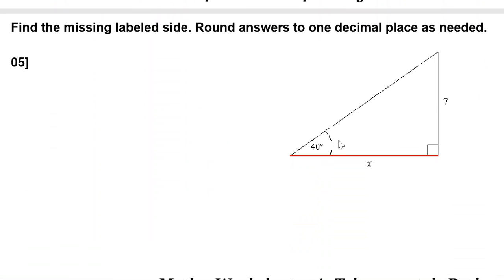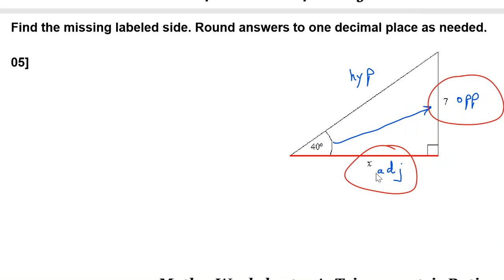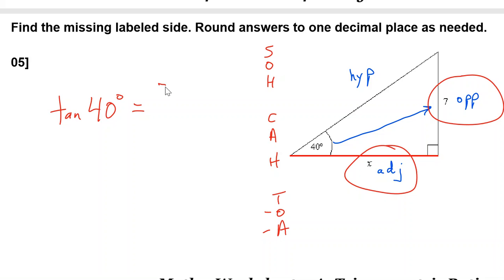Now for this one, I am going from this angle to that side as the opposite. This is the hypotenuse, which has nothing, and the adjacent is going to be the x. So player here, player there, adjacent and opposite. So when I write out SOHCAHTOA, I'm going to be looking for opposite and adjacent, which is going to be these two guys. So this tells me it's a tangent problem, tan of 40 degrees. SOHCAHTOA tells me opposite goes on top, 7 over x.